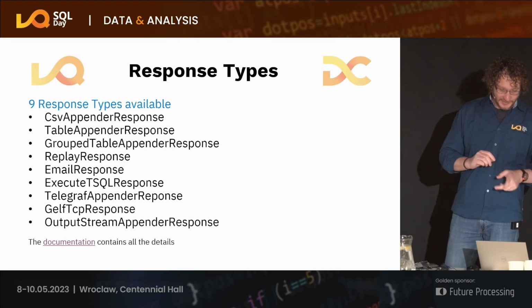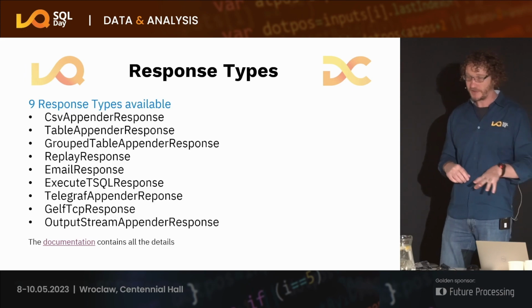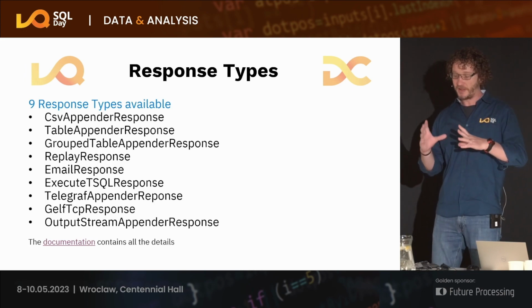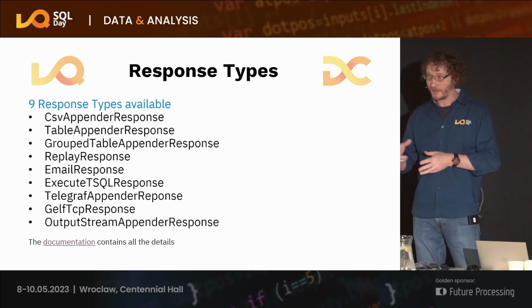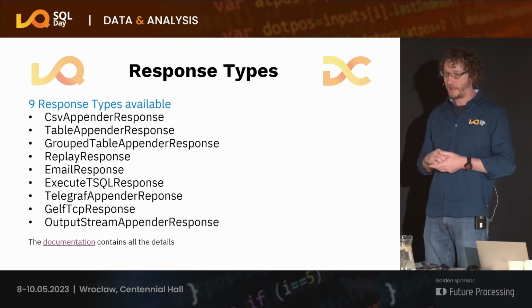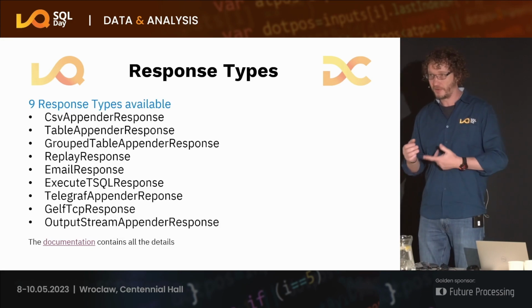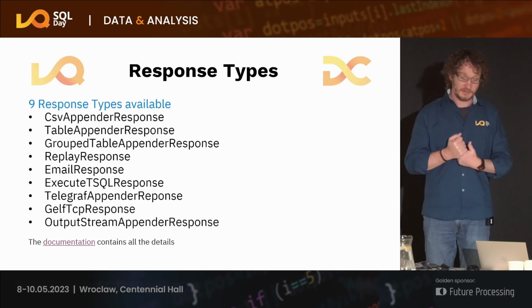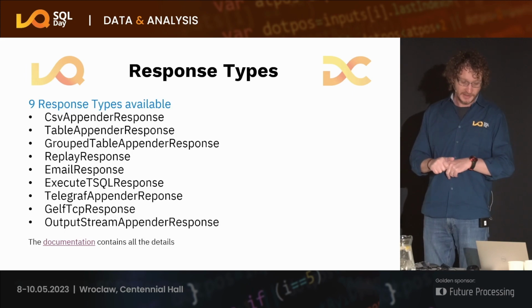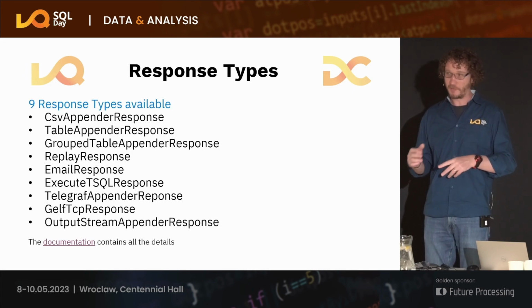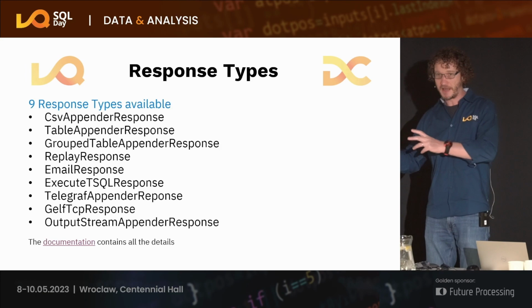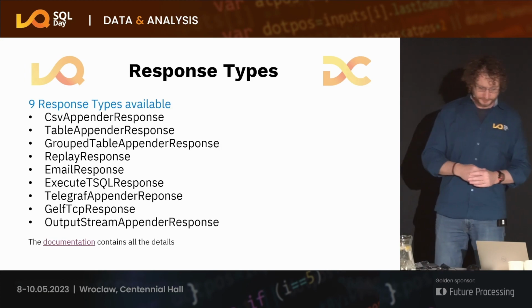Okay, and then we have the output stream appended response, which is capable of transforming the event and printing it to the standard output of the command in different ways, like JSON or other possible formats. This is to allow other tools to capture that output and process it.